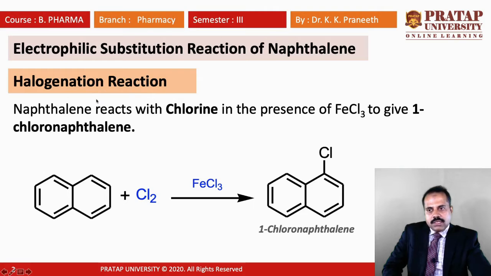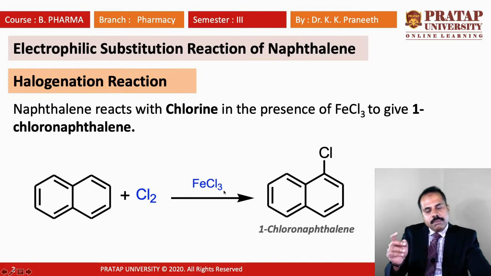So this electrophilic substitution reaction works very nicely in the case of naphthalene. This is a halogenation reaction, meaning chlorine, bromine and so on. We will see the chlorination of naphthalene as an example of this halogenation reaction. Naphthalene reacts with chlorine in the presence of iron chloride, which is the catalyst used for this reaction.